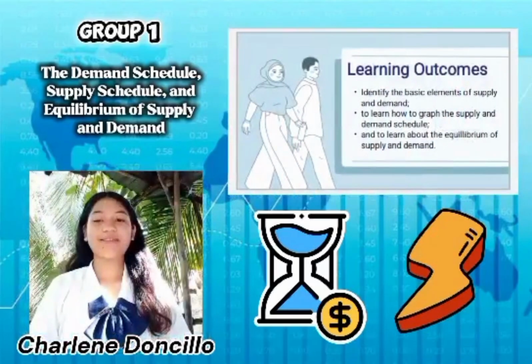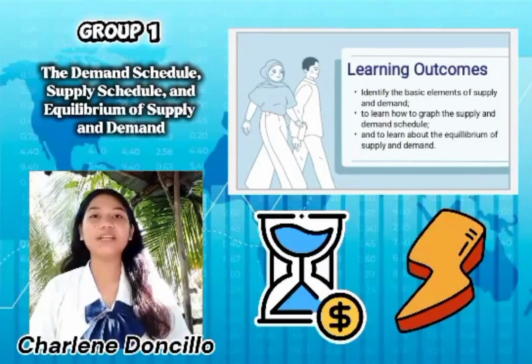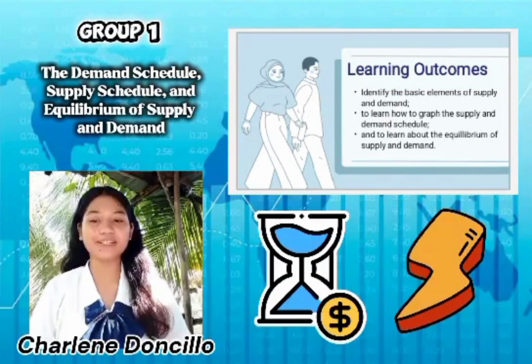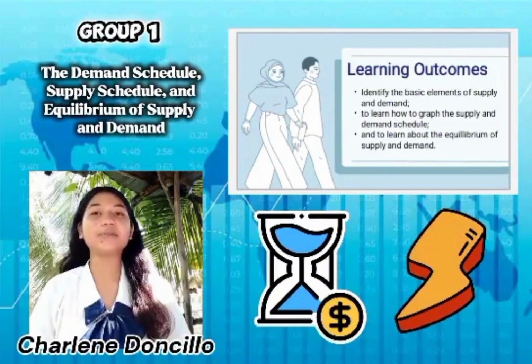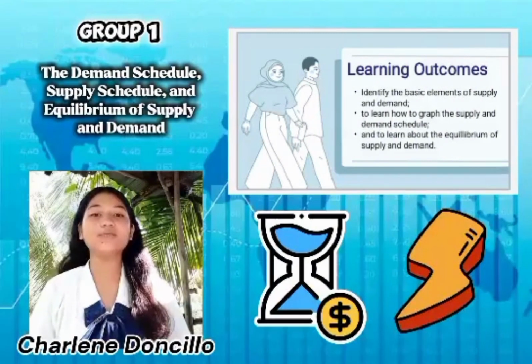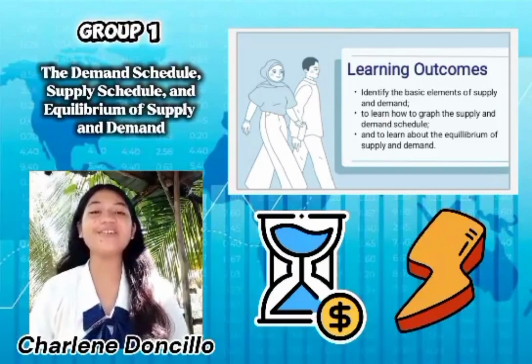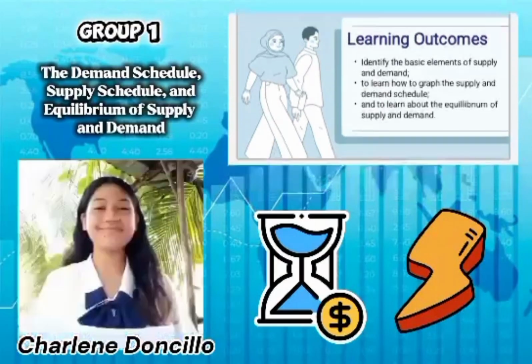Our learning outcomes: identify the basic elements of supply and demand, learn how to graph the supply and demand schedule, and learn about the equilibrium of supply and demand. This section lists the goals of the lesson: to understand supply and demand, learn how to graph them, and study how equilibrium works in the market.